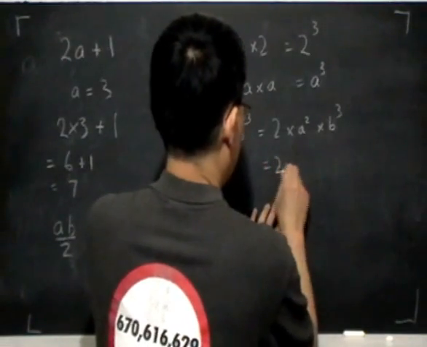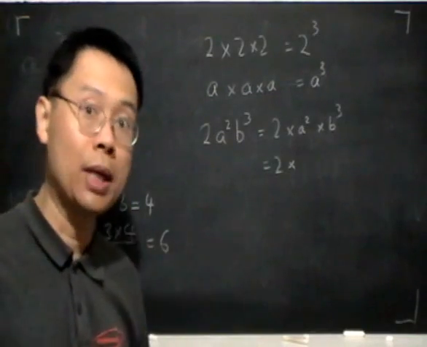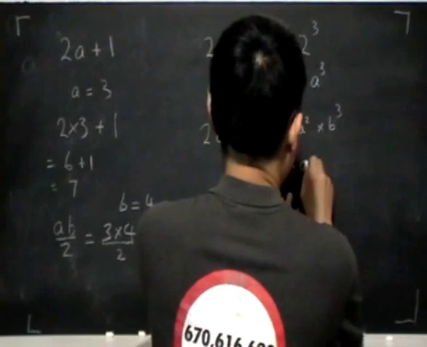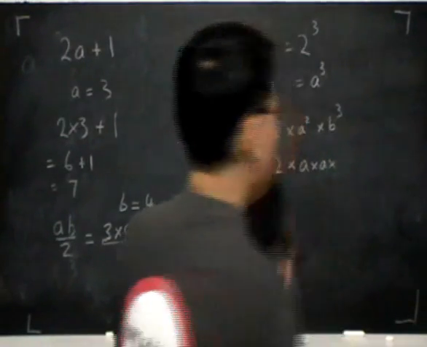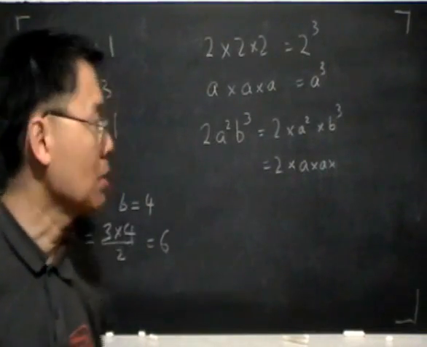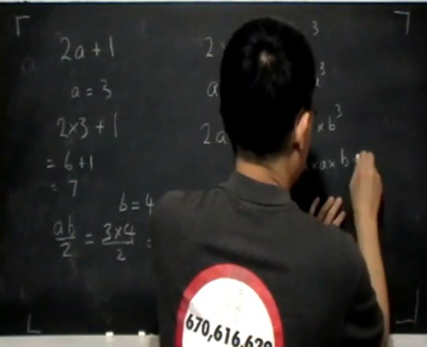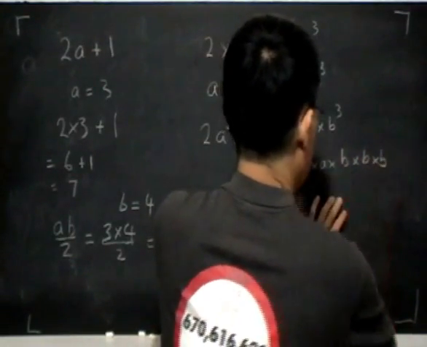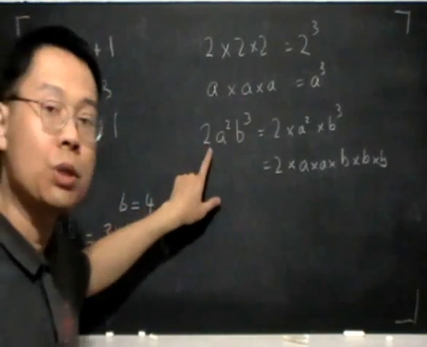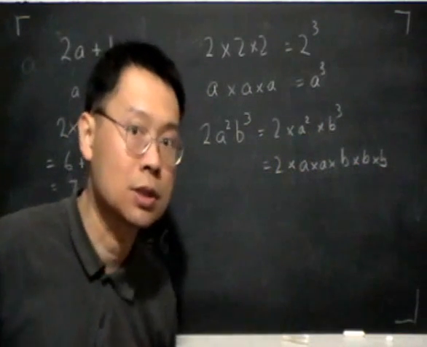Next, a squared. A squared is just a number squared, so that should mean a times a. And then b cubed is a number cubed, a number to the power of 3, so that would be b times b times b. So that's the full meaning of this expression, of this 2a squared b cubed. It means this.